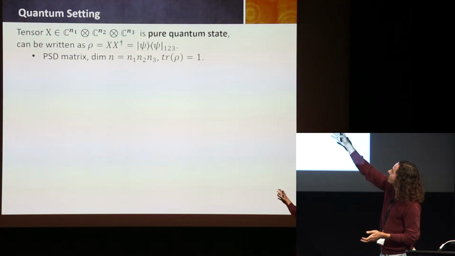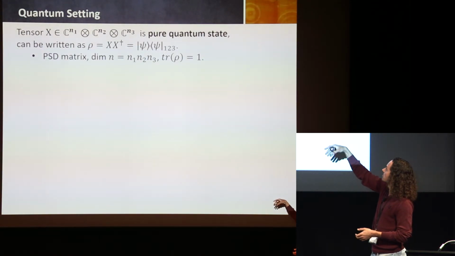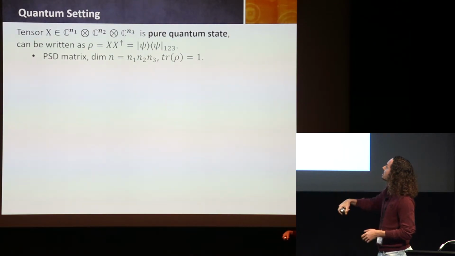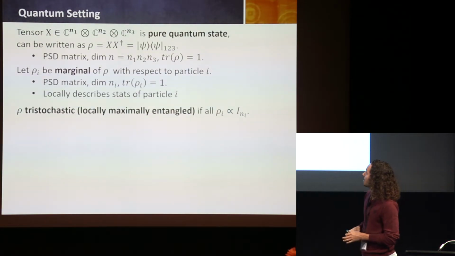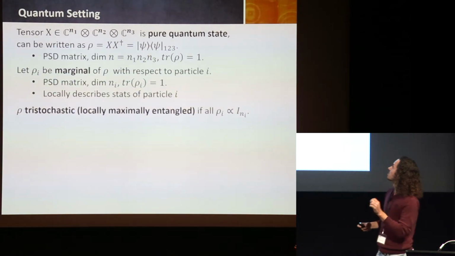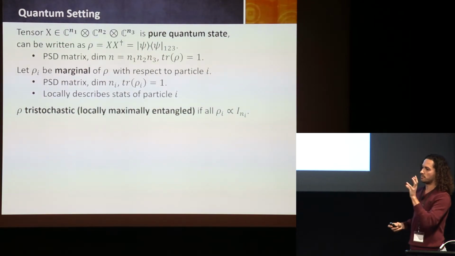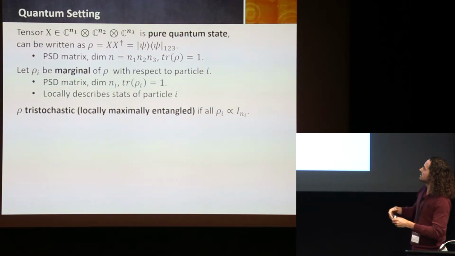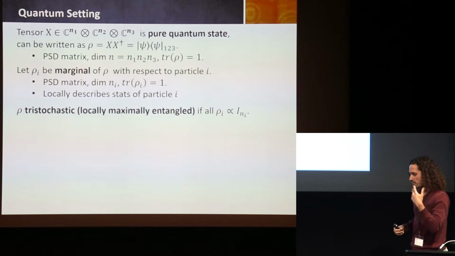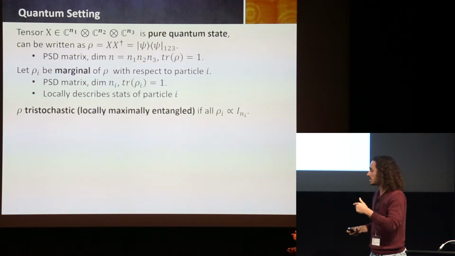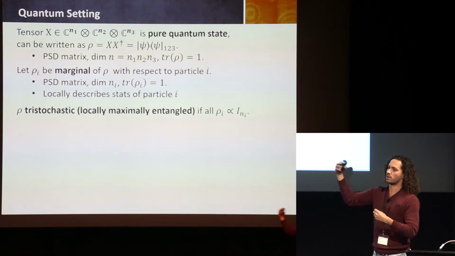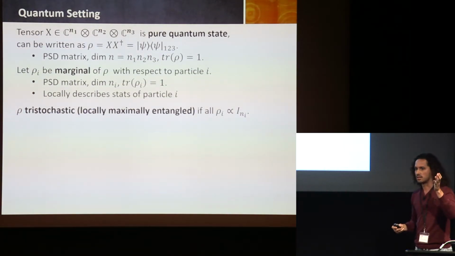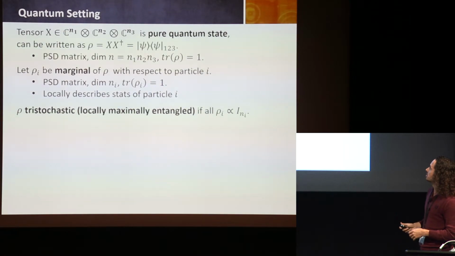And you can write it as just a PSD matrix with dimension n1, n2, n3, and the trace of this matrix is 1. Now, if you let rho_i be the marginal of rho with respect to particle i, it's essentially what you would see, the statistics of each particle if you ignore the rest, okay?